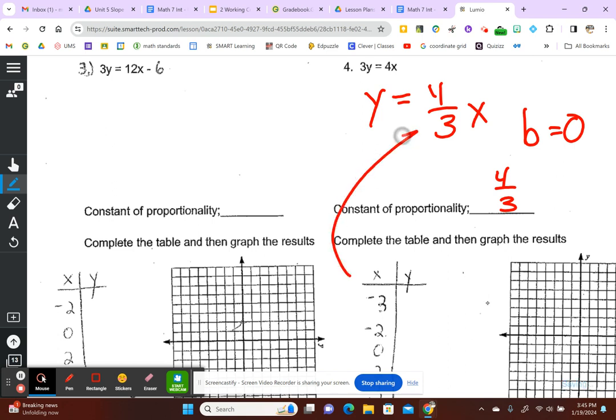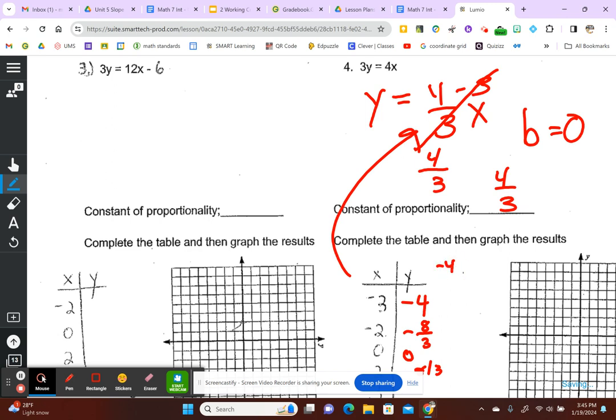When I plug in values here, this becomes negative 4. This becomes negative, wait a minute, let me make sure I did that right. When I plug in a negative 3, yeah, that's negative 4. When I plug in -2, that's -8/3. When I plug in 0, that's 0. When I plug in 2, it's +8/3.